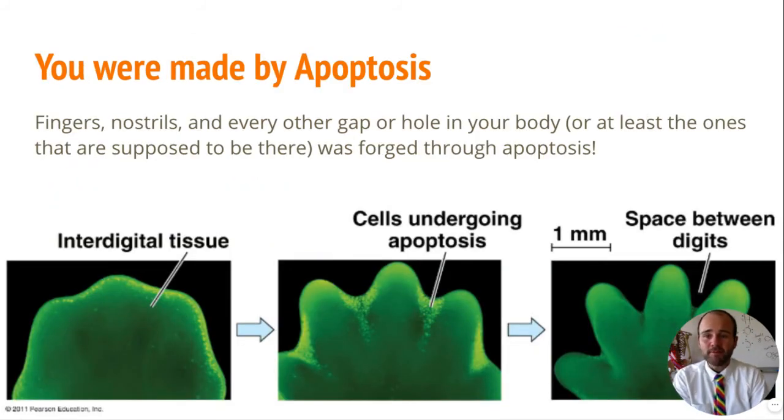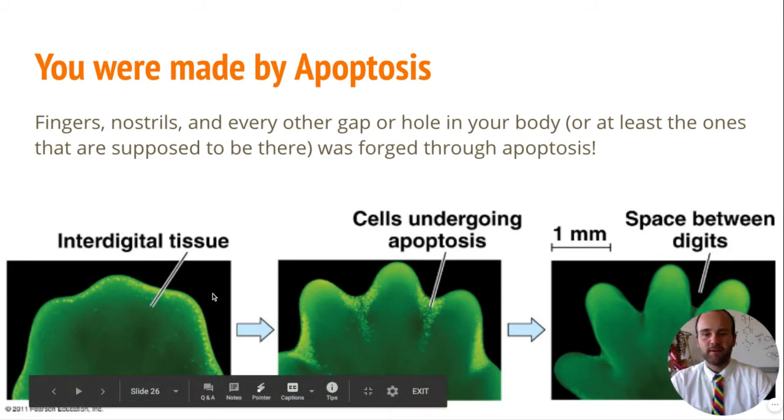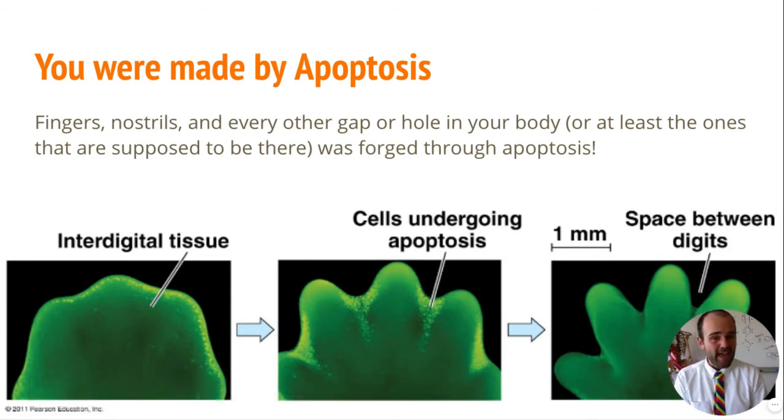And since we're talking about apoptosis, I always think this is super cool. You were actually made by apoptosis. So way, way back when you were just growing in the womb, your hands looked like these frog flippers. In fact, your fingers, your nostrils, and any other gap or hole in your body grew as a result of apoptosis, where you had a big old flipper, and then apoptosis broke out your fingers, making those spaces for your digits. Pretty neat.